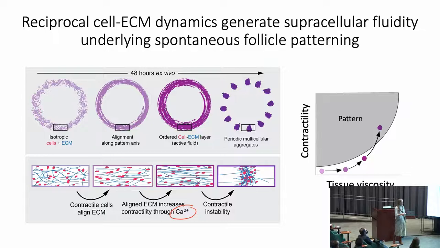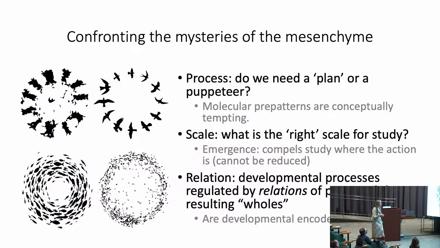and forms this pattern. And so just to loop around these ideas we started with, as we consider process and are actually able to observe the emergent pattern form, maybe we become a little less dependent on the idea that there has to be a plan from the start. And although molecular pre-patterns are conceptually tempting, we may need to explore beyond this scale in our ideas of self-organization. And touching on this idea of scale, what's the right scale?